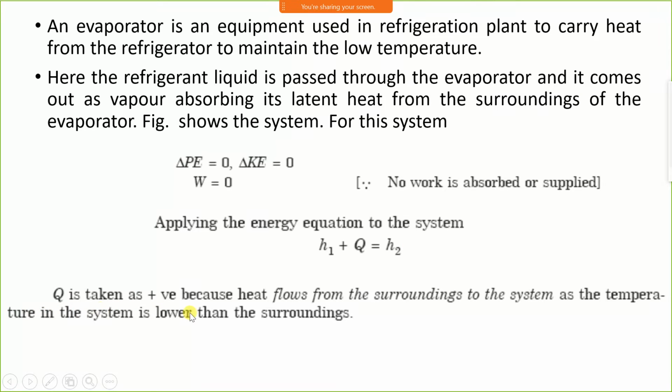Q is taken as positive because heat flows from the surroundings to the system, as the temperature in the system is lower than the surroundings, means heat is absorbed, heat is supplied to the evaporator. The evaporator is a system and heat is supplied to the evaporator from the surroundings. Therefore, heat supplied to the system is positive.